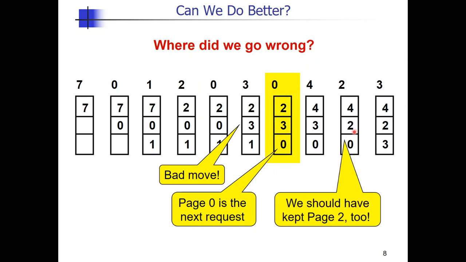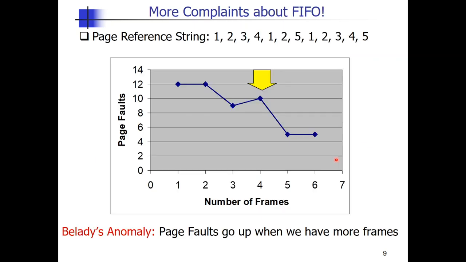So that's the reason why that was a bad move. And we should have probably kept page 2 further down the sequence as well, because we threw out page 2 and then we brought something back in. So that is leading to too many page faults. So let's see if we can do something better. We'll look at a few more algorithms to see how we reduce that page fault ratio.